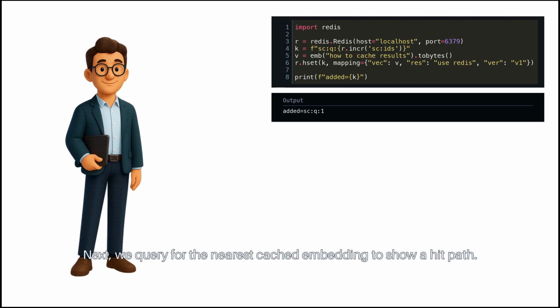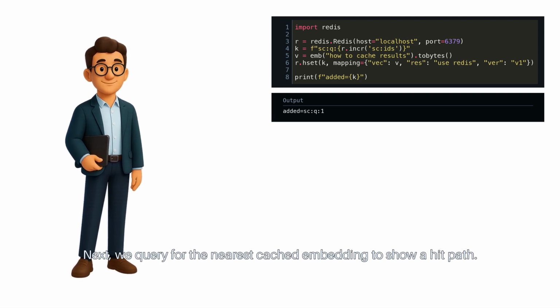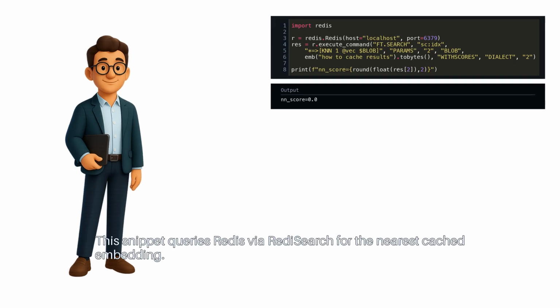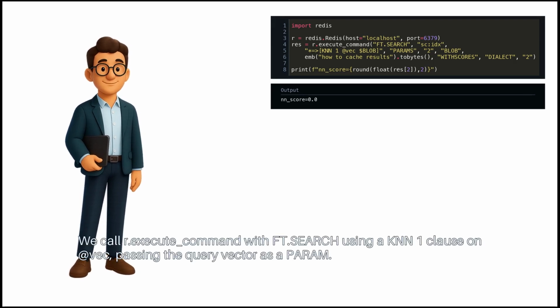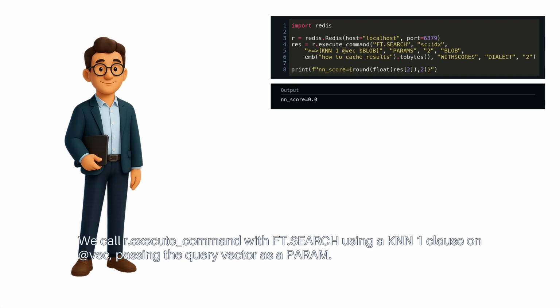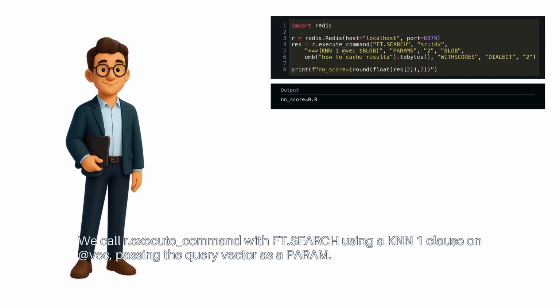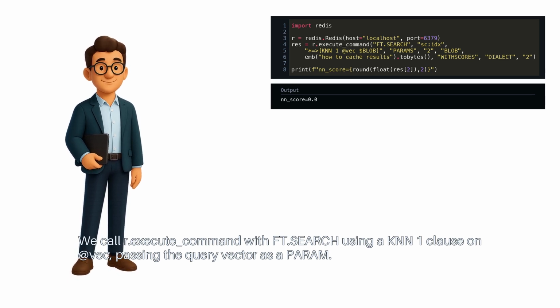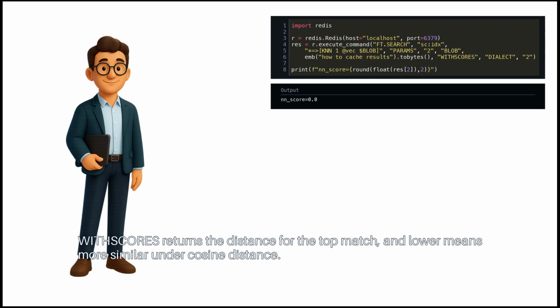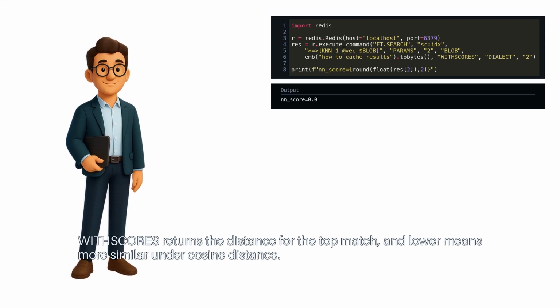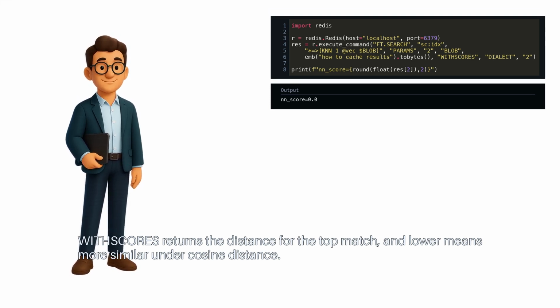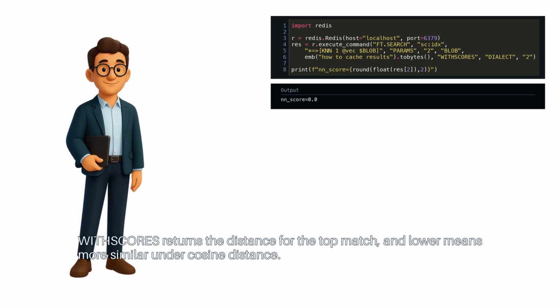Next, we query for the nearest cached embedding to show a hit path. This snippet queries Redis via RediSearch for the nearest cached embedding. We call r.execute_command with FT.SEARCH using a KNN 1 clause on @vec, passing the query vector as a param. WITHSCORES returns the distance for the top match, and lower means more similar under cosine distance.